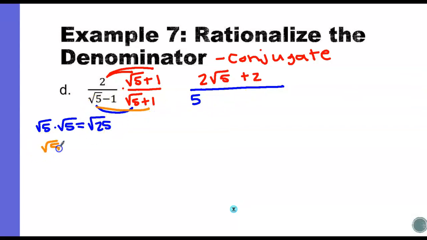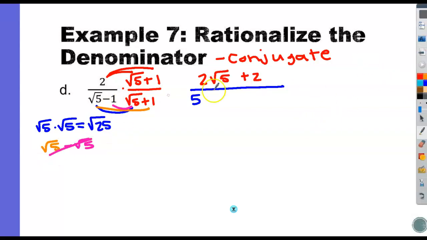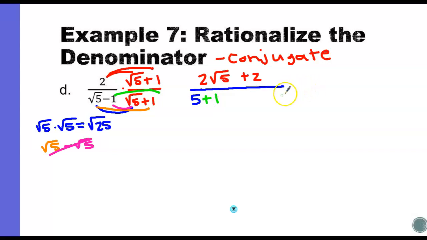That's just the square root of 5. Then I'm going to do negative 1 times the square root of 5, so negative square root of 5. So those cancel each other out. And then I'm going to do finally negative 1 times positive 1. So 5 plus 1 is 6.